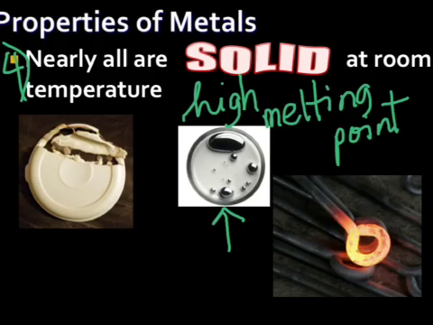And of course, having that high melting point is extremely useful for making pots and pans, like I mentioned before. Imagine if we were using plastic to try and heat things up, you know that it has a much lower melting point. That would not be a good thing.